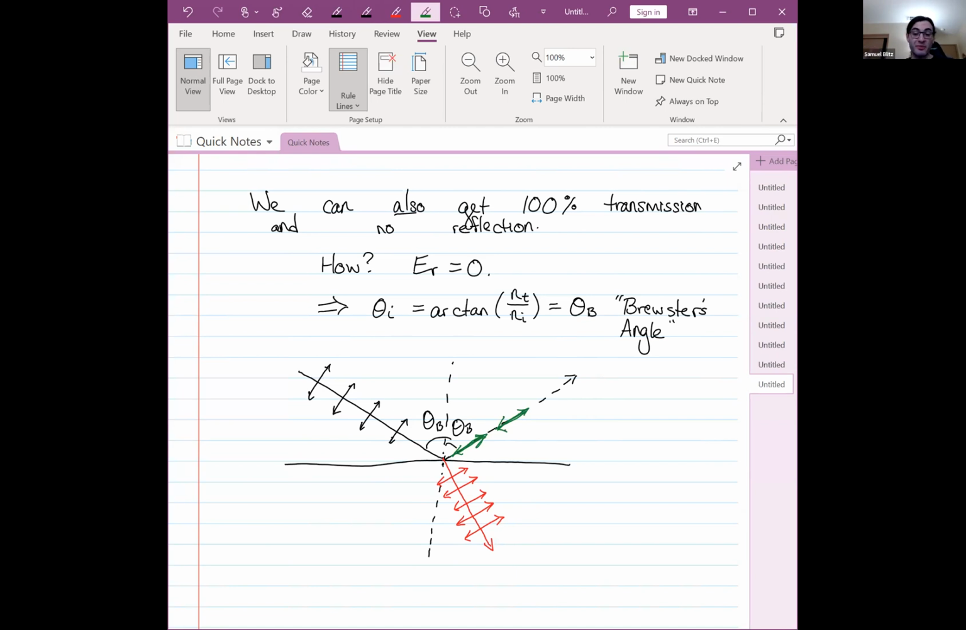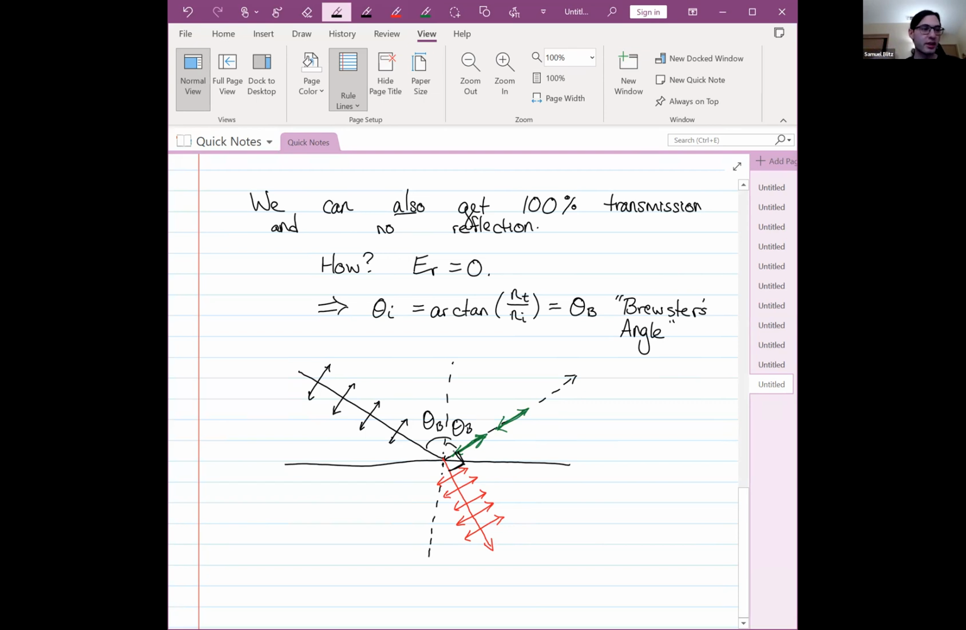To say it another way, if the reflected light and the transmitted light would be at 90-degree angles relative to each other, then none of the light can be transmitted in that direction, because its polarization would have to be in the direction of propagation. But we already know that light has to have a polarization that's perpendicular to the direction of propagation. So what that means is that there is no light propagated in that direction.